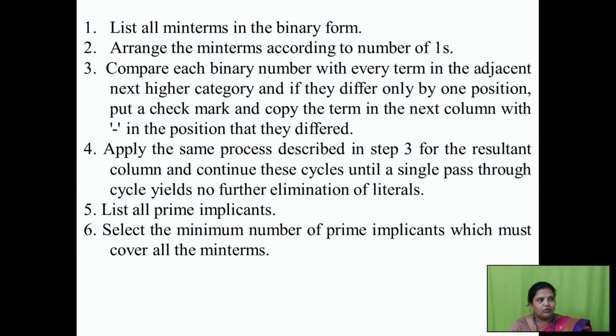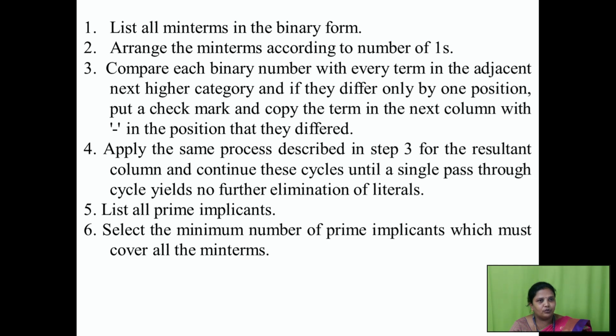Then next we apply the same process described in step 3 to the resultant column, and we continue the same process until a single pass through the cycle yields no further elimination of literals. Once there is no further elimination of literals, we list all the prime implicants, and in the final step we select the minimum number of prime implicants which must cover all the minterms.